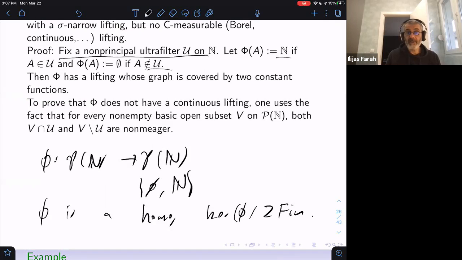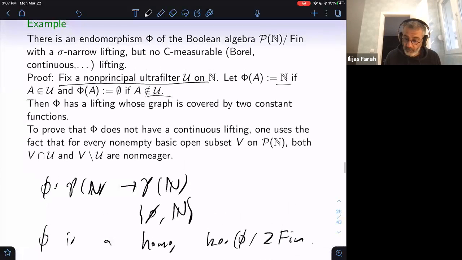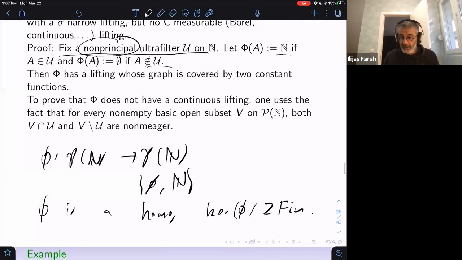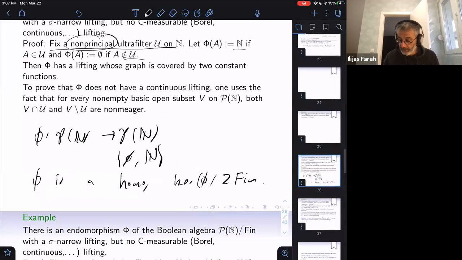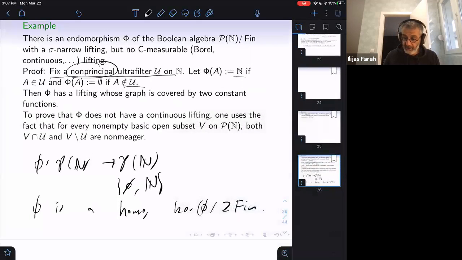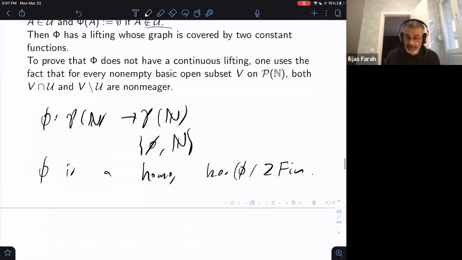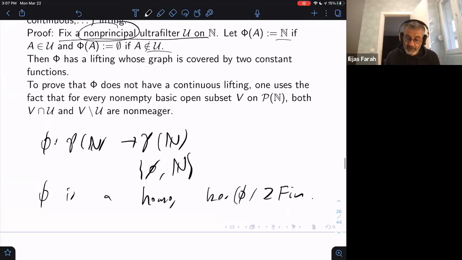Why is that so? Well, because the ultrafilter is non-principal. I said it, yes, here. And now what that means is that when you mod out by the Frechet ideal, you still have something.